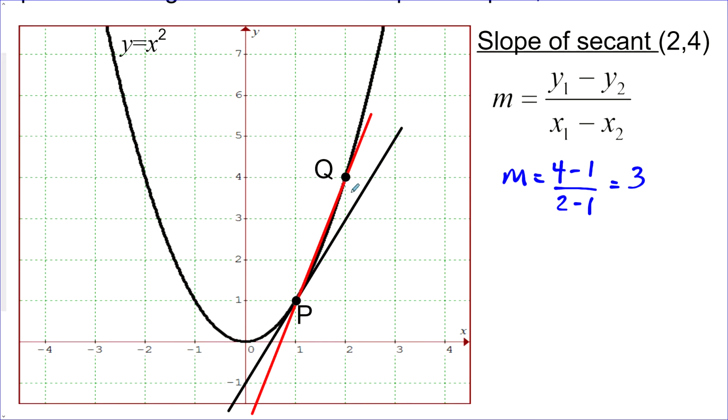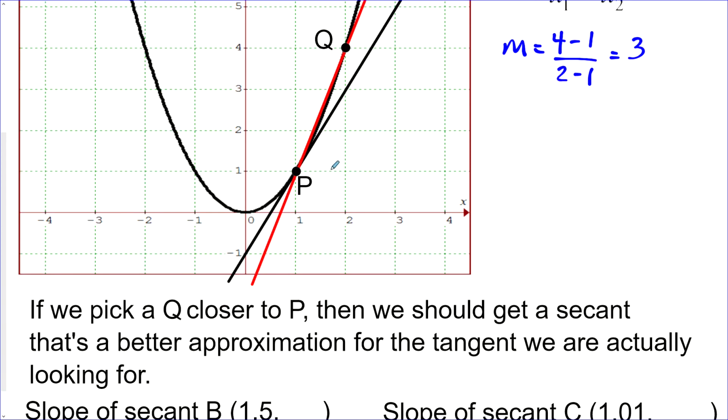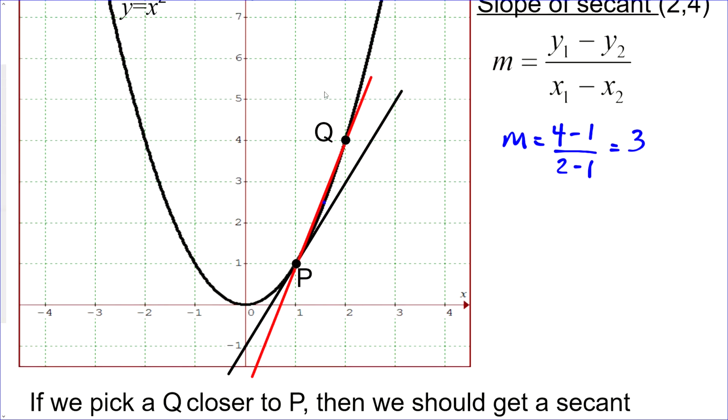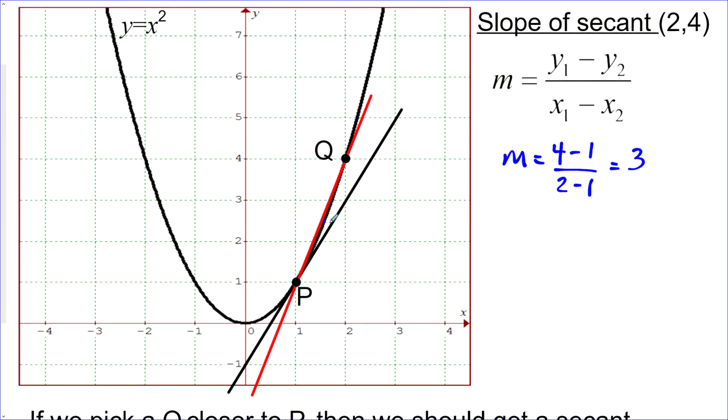It's actually, at least, heading in the right direction. They both have a positive slope, but we can do better than this. So we want to just pick a Q that's closer to P, and then we'll get a secant that's a better approximation. So let's try x as 1.5. So that would be over here. Now, as soon as we do that, we're going to get a lot closer.